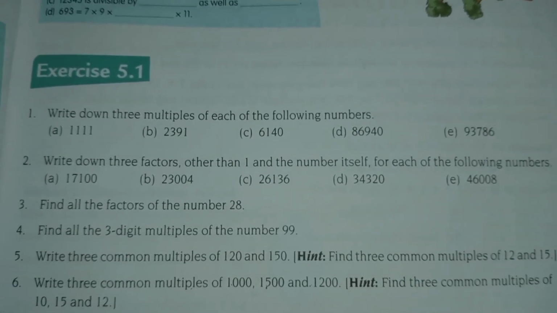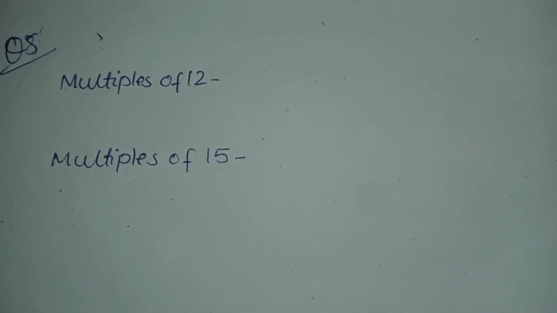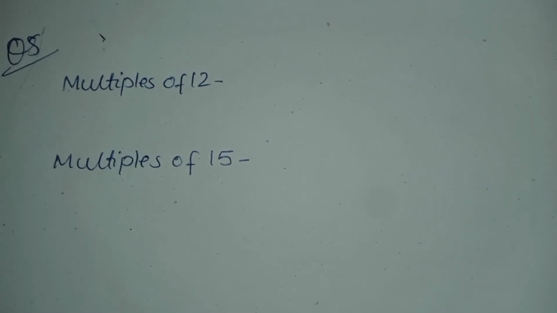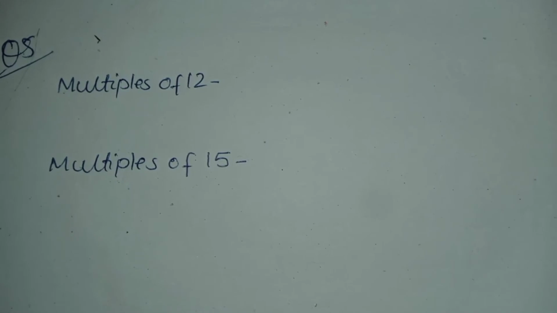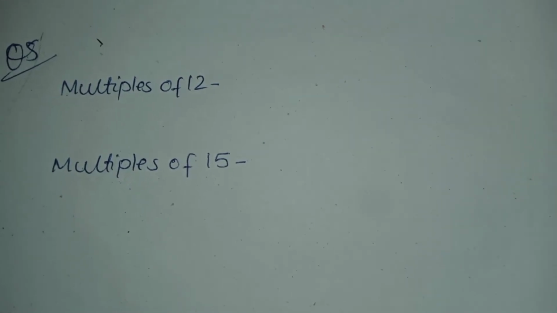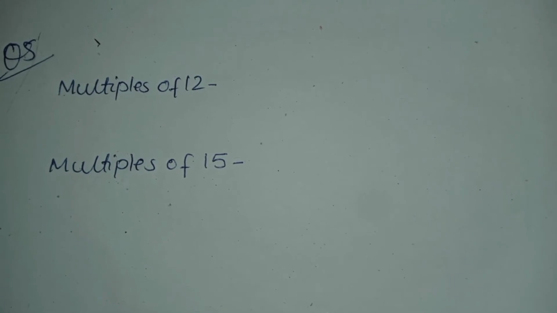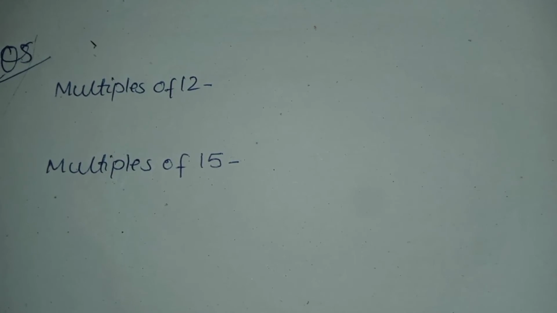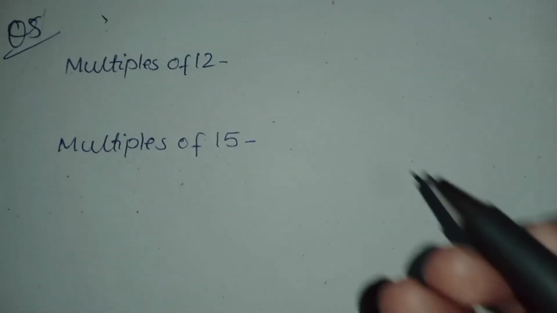So let us start. According to the question, they have asked for 3 common multiples of 120 and 150. But if we follow the hint, it will become easier. They have told us to find the 3 common multiples of 12 and 15. So we will find the common multiples of 12 and 15 and then convert them into multiples of 120 and 150. So let us write the multiples of 12.